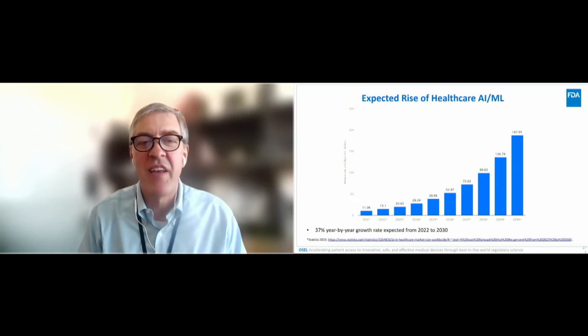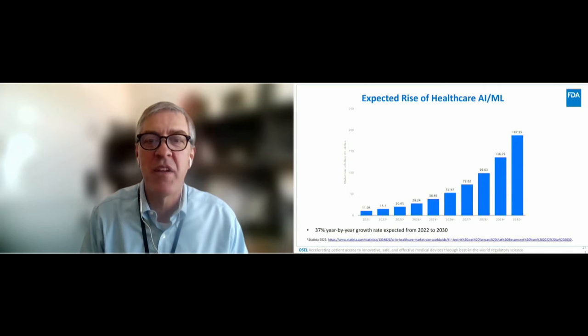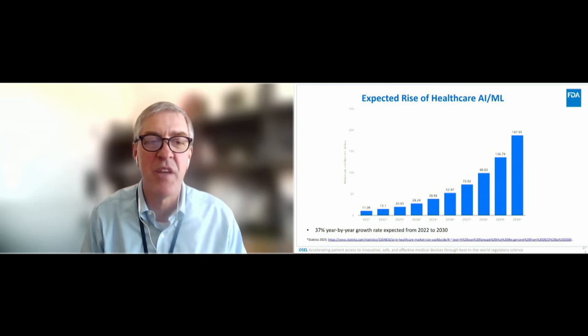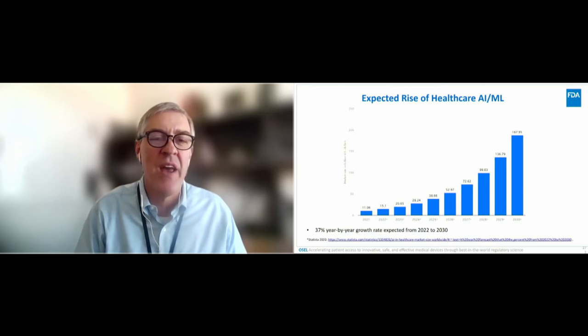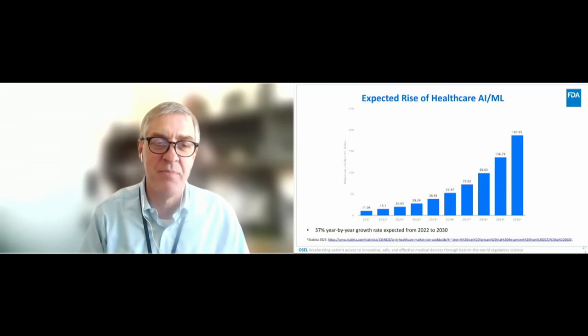So just to get an idea of what the expected growth rate is, this year it's about a $20 billion industry. It's expected to grow to a $187 billion industry in medical and healthcare AI/ML. So that's a 37% year-by-year growth expected. So I think the question isn't whether we're going to see more AI in medical practice or healthcare. It definitely will be there. I think the question is to what extent, in what areas, and how it is going to be integrated into the system? Next slide.